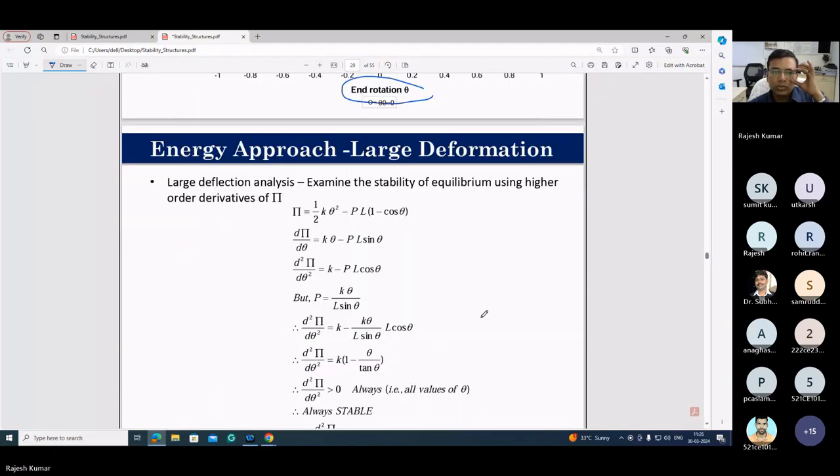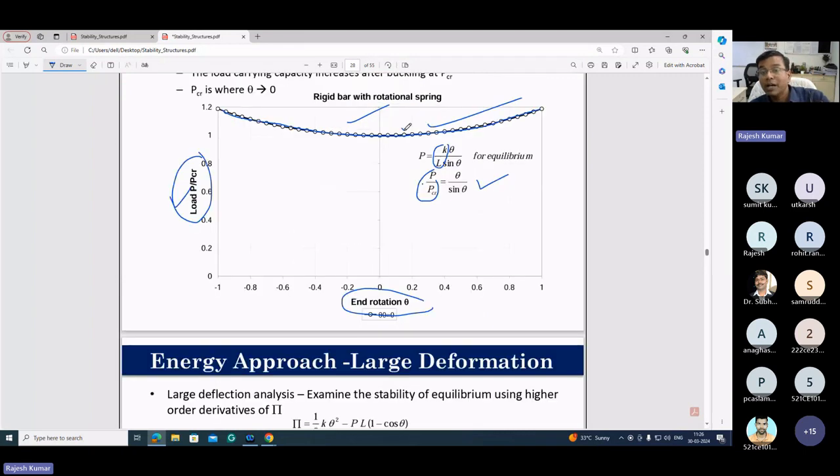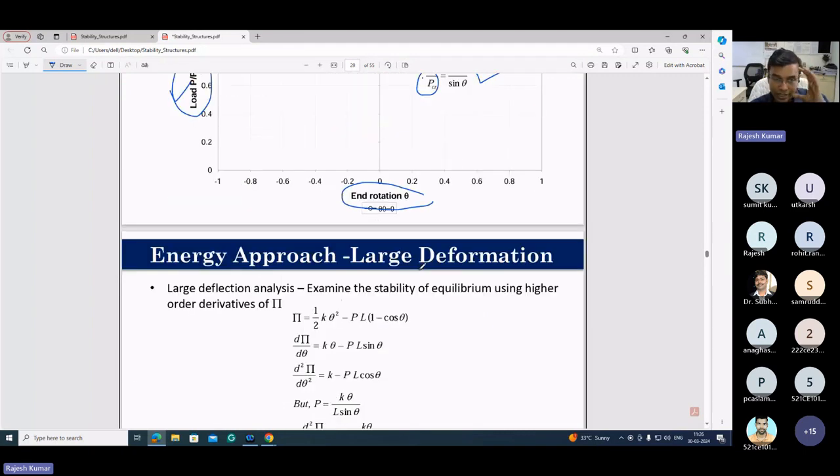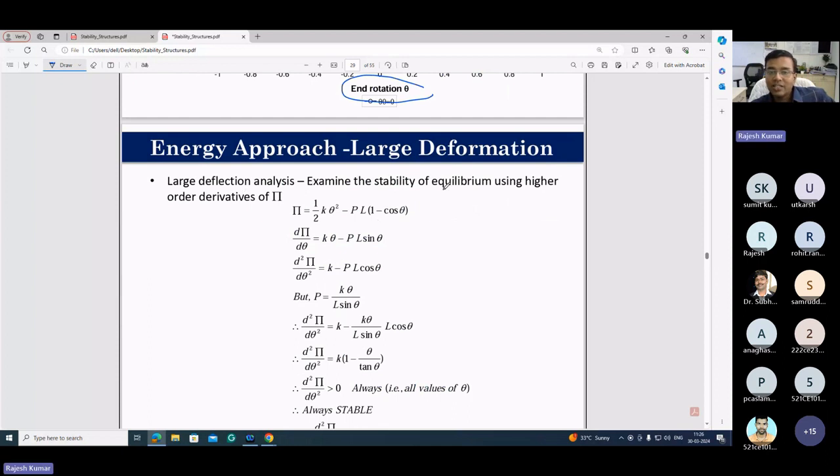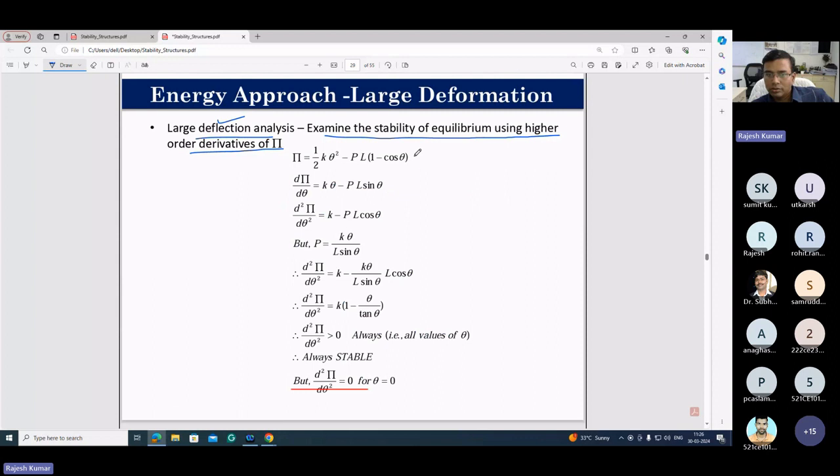Okay. So now we need to check whether this path is stable or not. How to check it? I'll let you know. Large deflection analysis: examine the stability of equilibrium using the higher order derivative of pi for large deflection analysis. So now P is equal to K theta by L sin theta. Again, you substitute back in these equations, after substituting the value of P is equal to K theta.